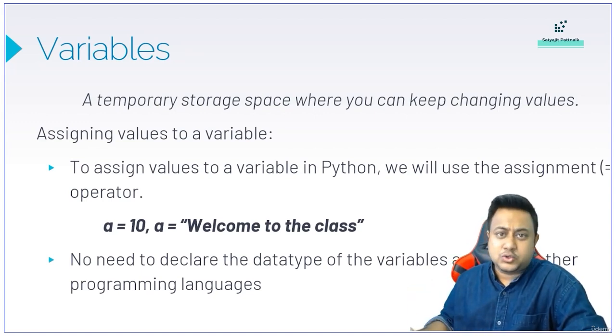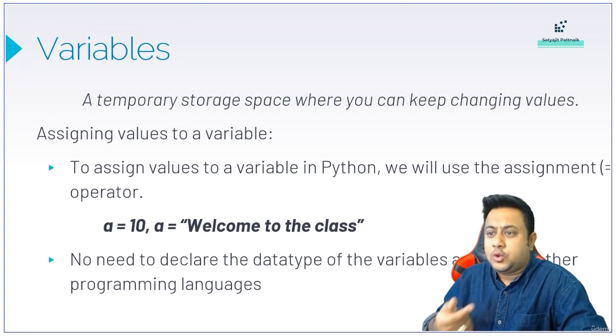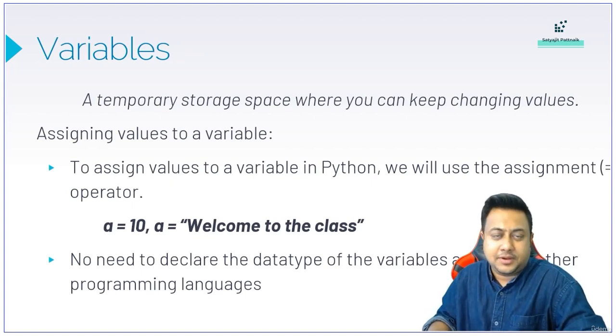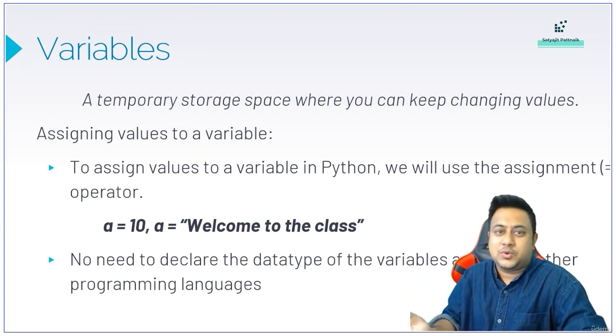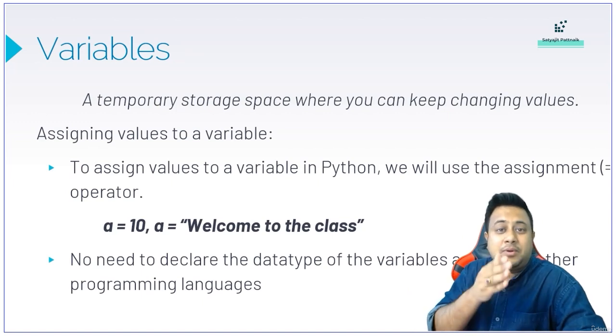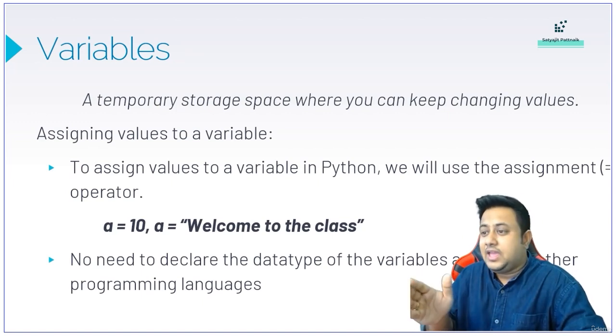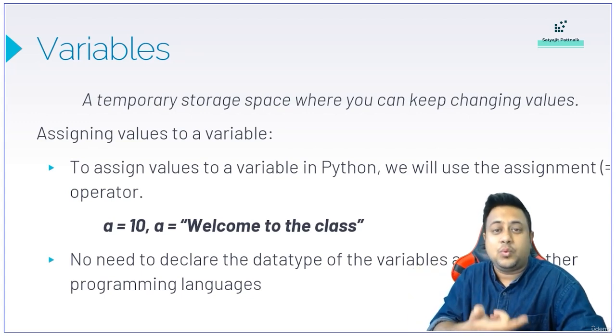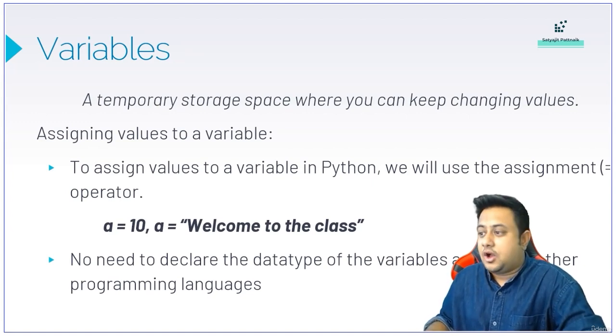To assign values to a variable in Python, we use the equals assignment operator. Equals basically means you are assigning the value. A equals 10. Now the value 10 is assigned to the variable name A. A equals welcome to the class. Now A is nothing but a sentence, welcome to the class, and A is a variable. No need to declare the data type of the variables as done in other programming languages.